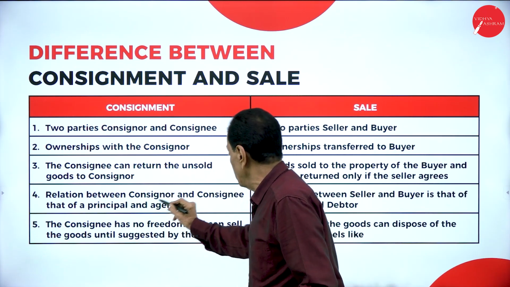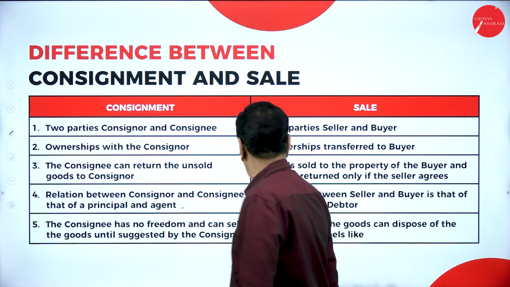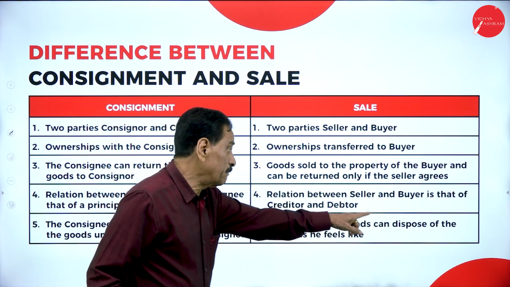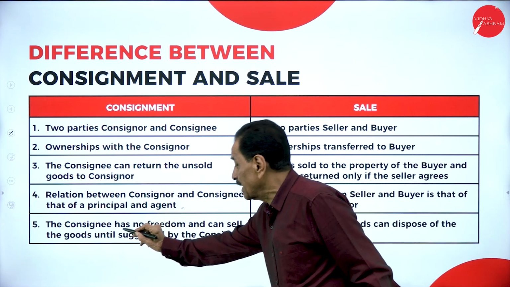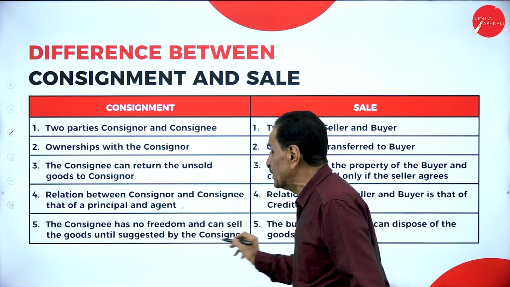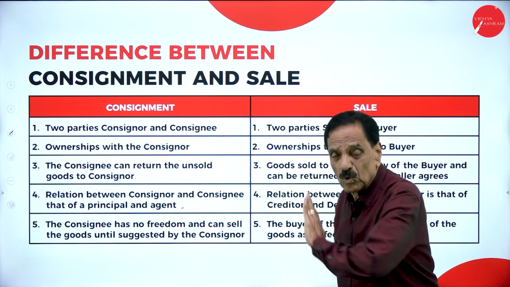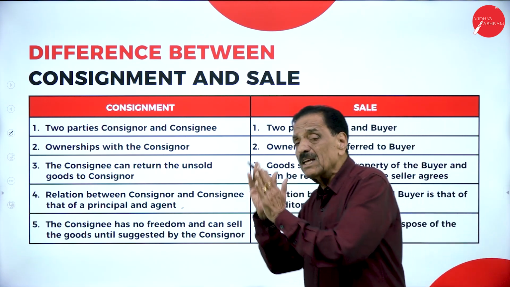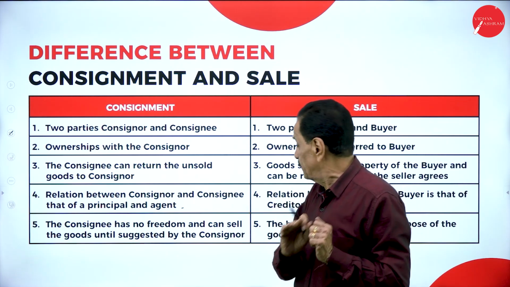The relation between consignor and consignee is that of principal and agent. The relation between seller and buyer is that of creditor and debtor. The consignee has no freedom and can sell the goods only as suggested by the consignor. He does not have personal power. Only if the consignor suggests can he resell the goods.